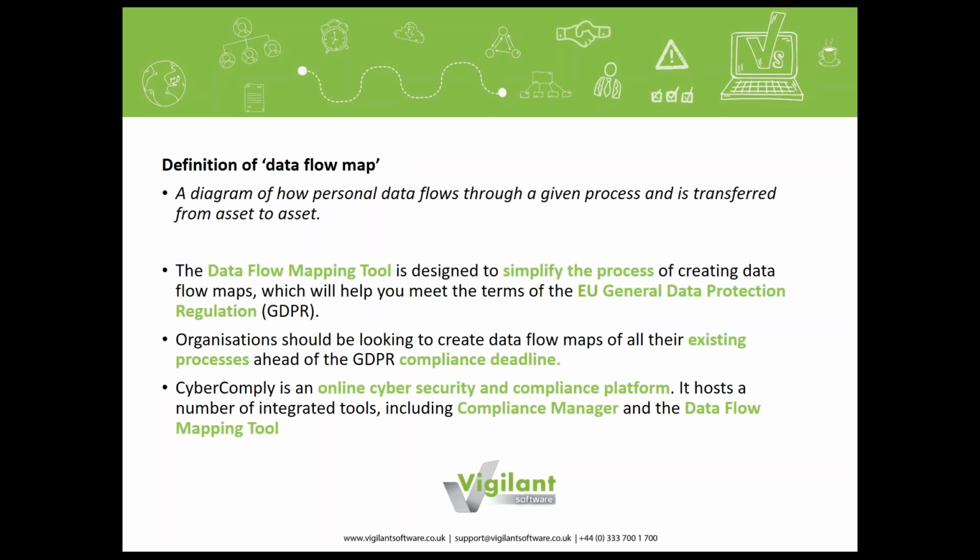So, an introduction. The definition of a data flow map, obviously this might be teaching people to suck eggs at this stage, with the EU GDPR now being in force for nearly 2 months, but just to cover off some of the key elements, the definition of a data flow map is essentially a diagram of how personal data flows through a given process and is transferred from asset to asset within an organization.